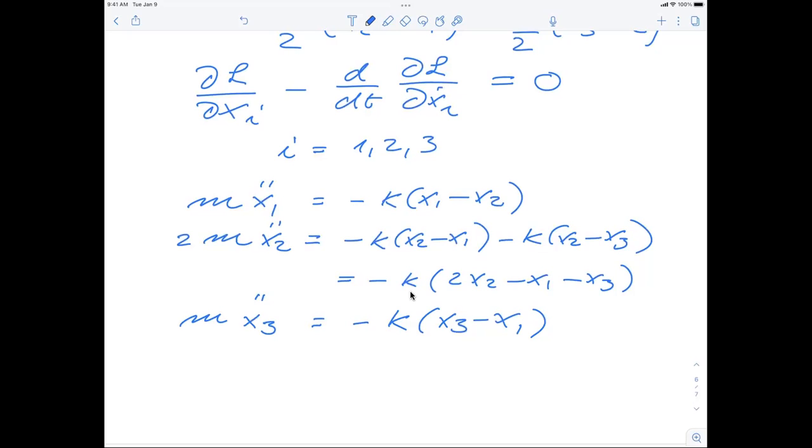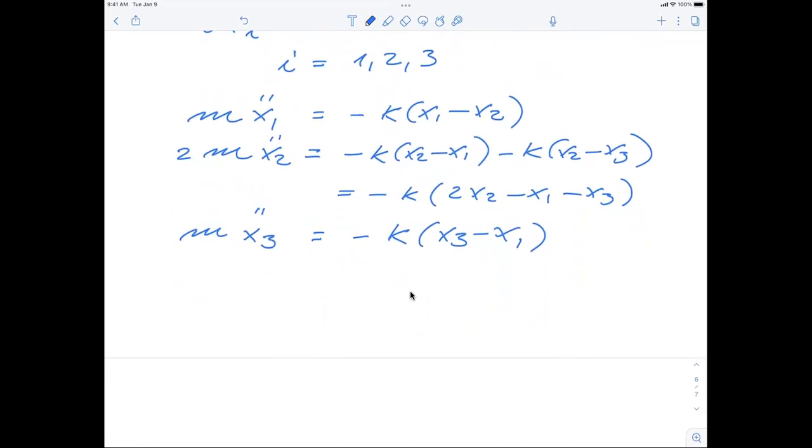By a new definition of variables, you can actually rewrite these as equations where each one will depend on just one variable, or at most two other variables. So let's try to do this kind of trick, because this is useful to have seen.